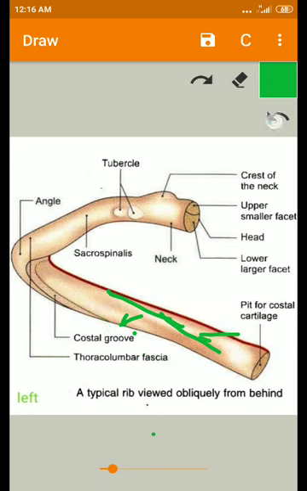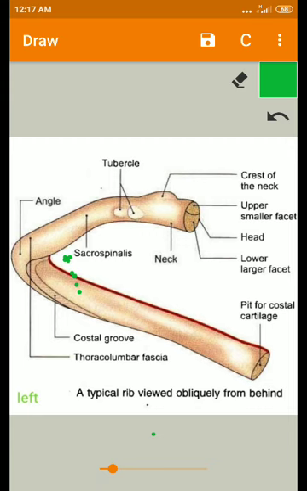Okay, now coming to the internal surface. We can't see the internal surface here. The internal surface is smooth, and it has a groove. This groove is called the costal groove. It lodges the intercostal vein, artery and nerve, in the same way, vein, artery and nerve from above downwards.